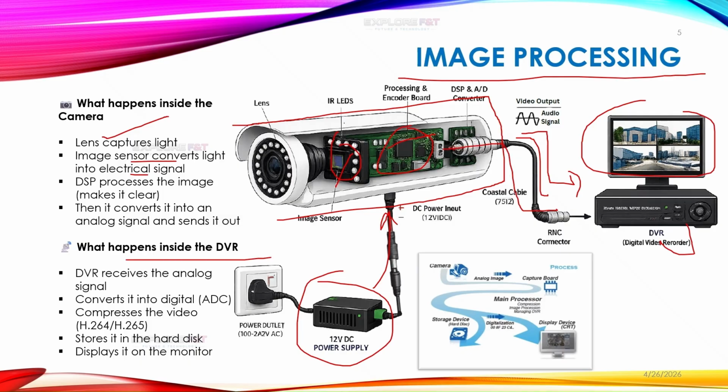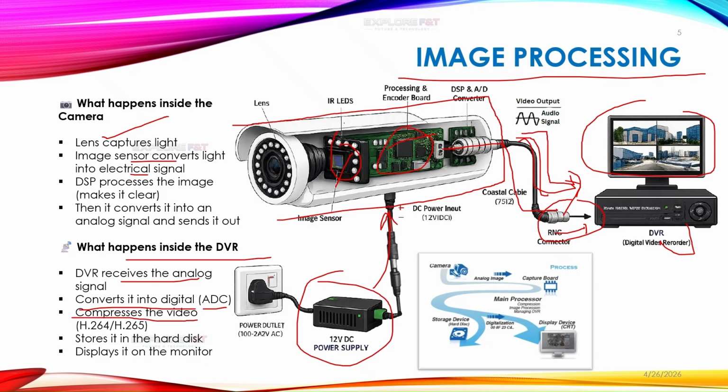So what will a DVR do? A DVR receives the analog signal from the coaxial cable. The BNC connector is there, and it converts the signal into digital using an ADC. The DVR converts the signal from analog to digital, and then it compresses the video.